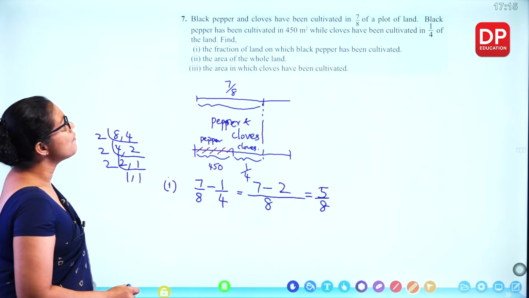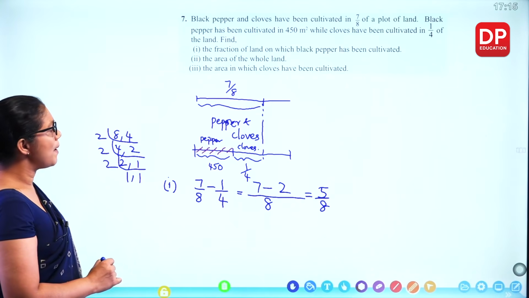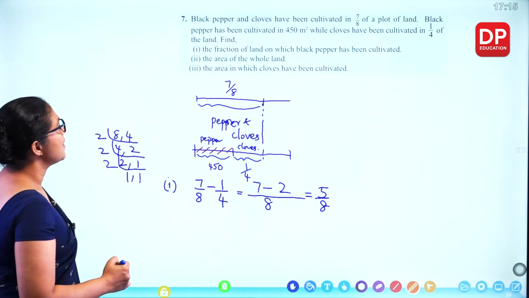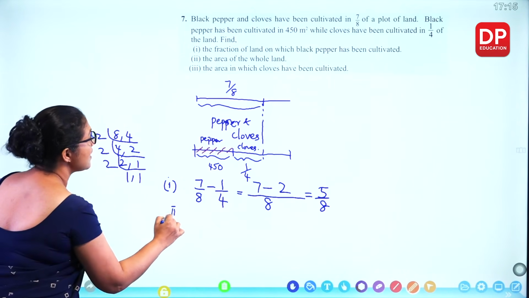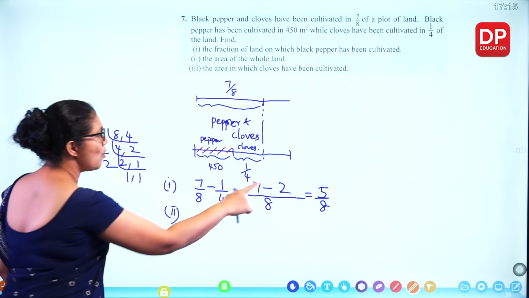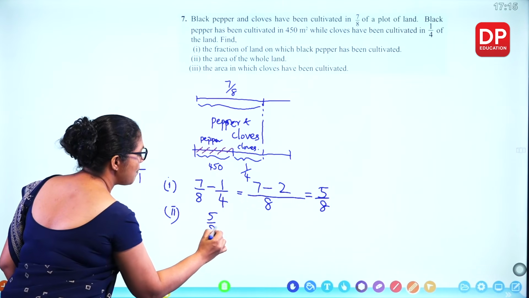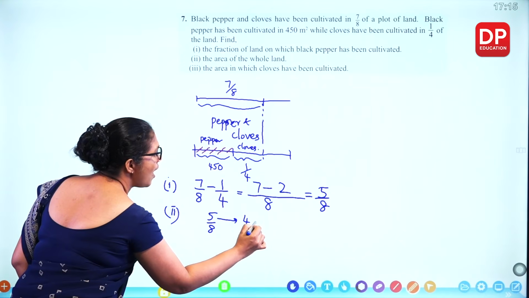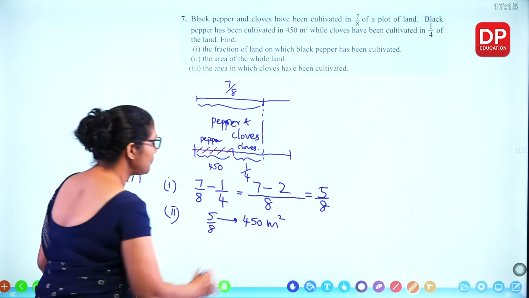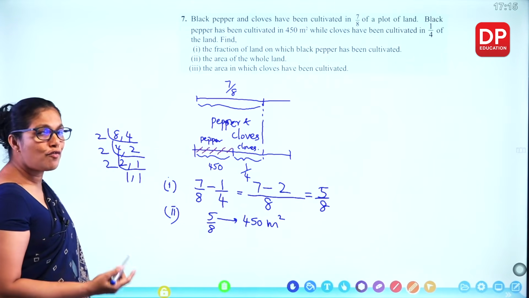So the first part, the fraction of land on which black pepper has been cultivated is 5 over 8. What's the second part? The area of the whole land. We know 5 out of 8 parts represent 450 square meters. So you need to find out full parts.